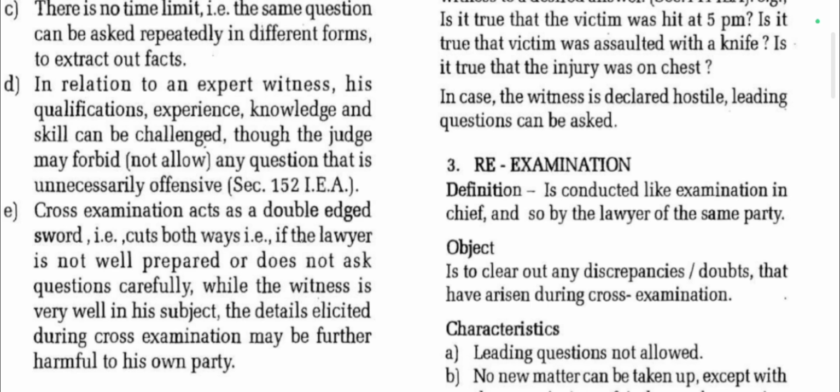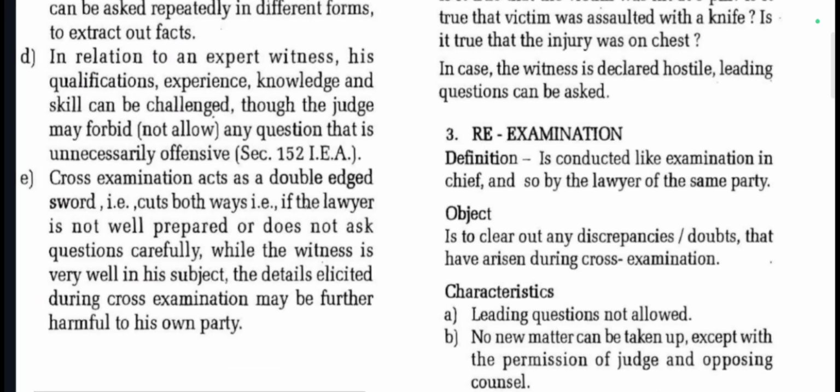That is, if the lawyer is not well prepared or does not ask questions carefully, while the witness is very well versed in his subject, the details elicited during cross-examination may be further harmful to his own party. So what do we mean by this? If the opposing lawyer is not very well prepared, then whatever the answer or information revealed by the witness would be harmful to his party. So the opposing lawyer should be prepared. That is the only thing they want to say.